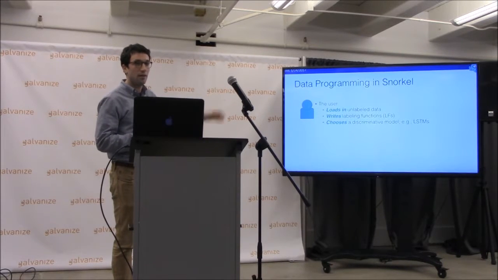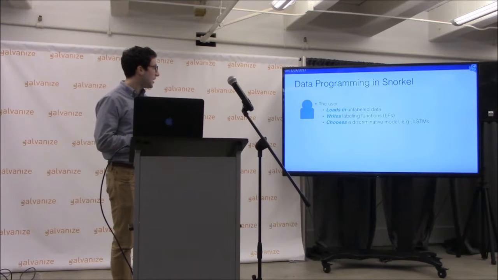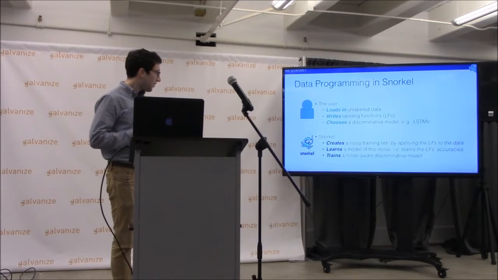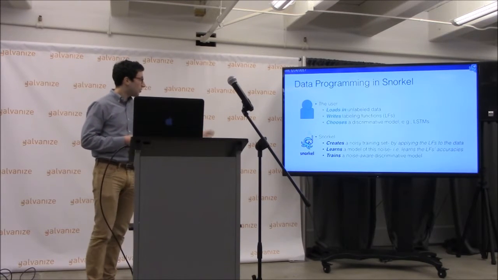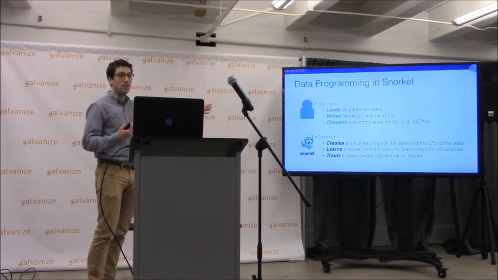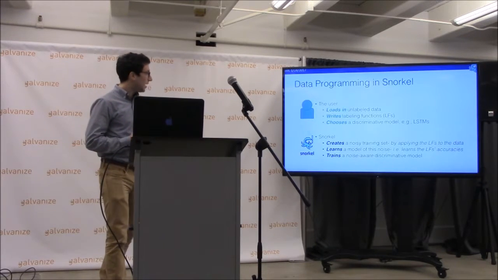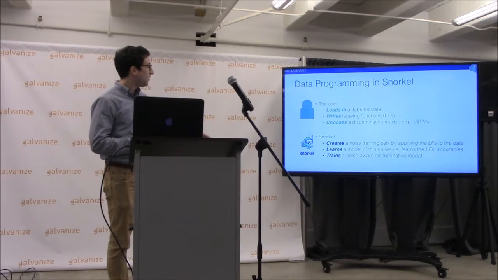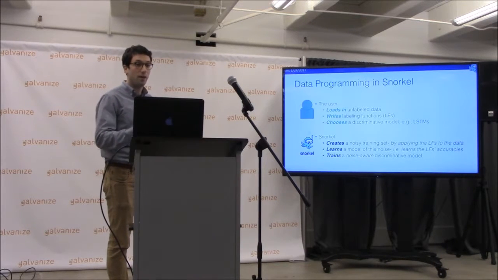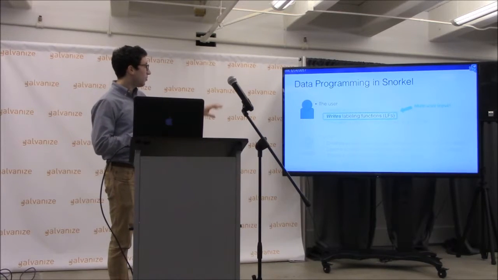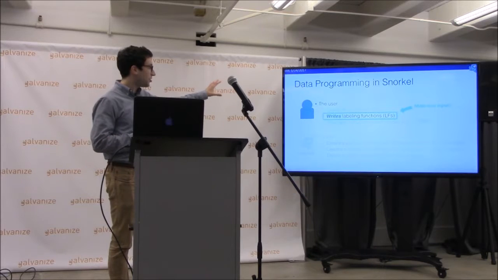So what happens is the user has some unlabeled data, writes a set of labeling functions, I'll unpack this, which are just scripts that provide labels to some subset of the data, and then just chooses some discriminative model to train. And then what goes on behind the scenes is that Snorkel generates a noisy training set by applying the labeling functions to the unlabeled data, learns a model of this labeling process, so actually learns the accuracies of these labeling functions, and then trains a slight tweak of the discriminative model that was put into the system.